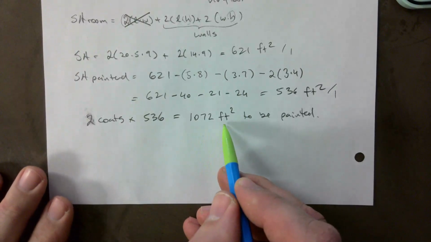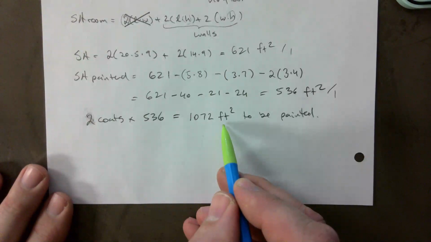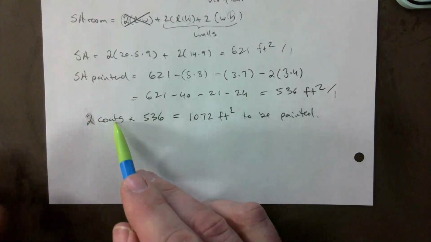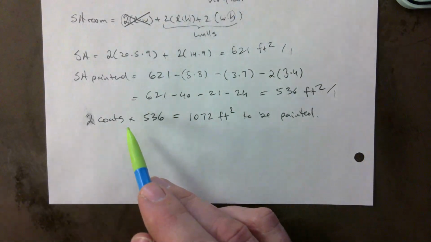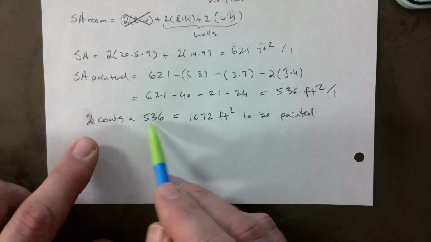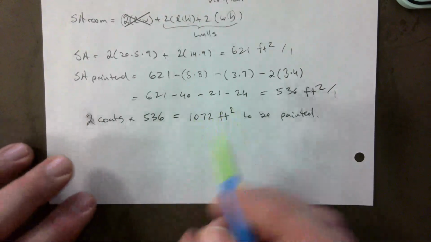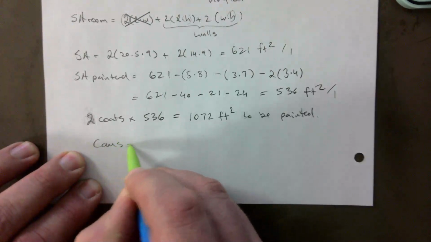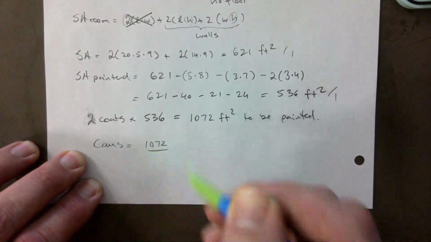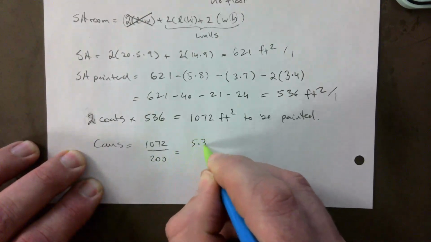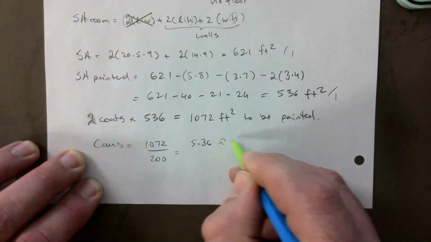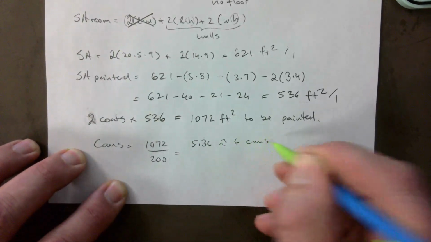1,072 to be painted. Please don't do the number of coats at the end. Some of you find number of cans and then multiply it. That is wrong. You want to multiply that right away, and then it's almost like painting 2 rooms. So here we have it. Cans is 1,072 divided by 200, and that's 5.36, which is approximately 6 cans that I need to buy. Okay.